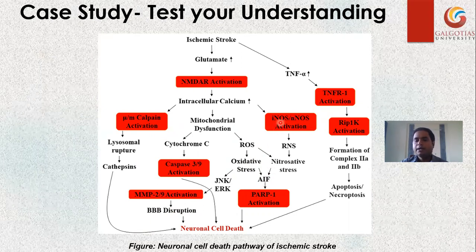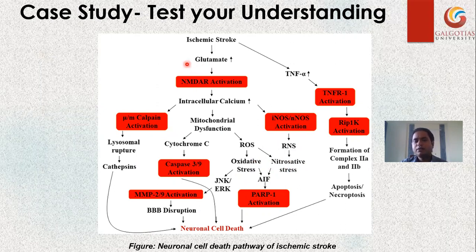So iNOS activation in the brain region can enhance the concentration of reactive nitrogen species. That can lead to nitrosative stress. So together, oxidative stress and nitrosative stress cause the PARP activation.